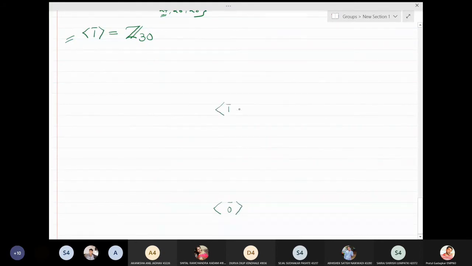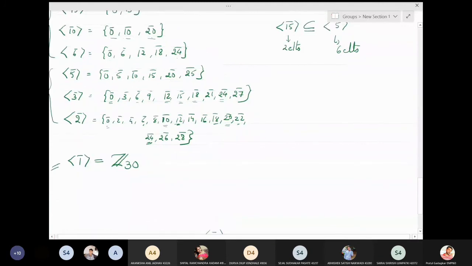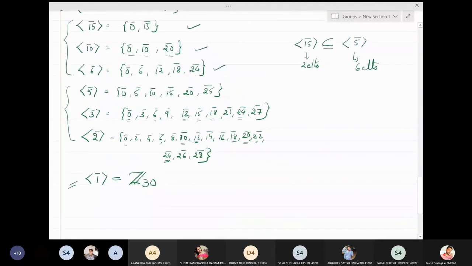Okay. Now, above this, I will write three people which are smaller in size. I have observed three people which are smaller in size. What are the three people which are smaller in size? Let us draw them carefully. So above 0 bar, I will write 15 bar, 10 bar and 6 bar because they have no connection with each other. All the three do not have any type of connection with each other. So I will write 15 bar, 10 bar and 6 bar.